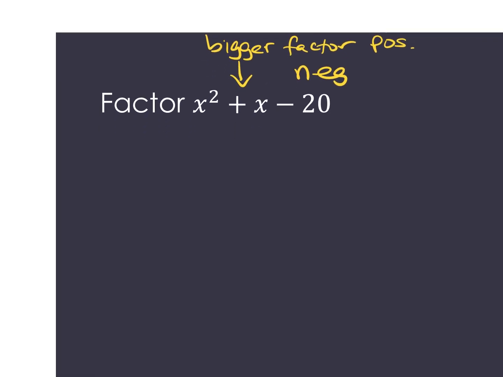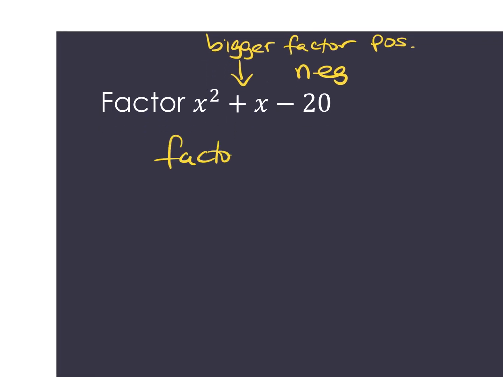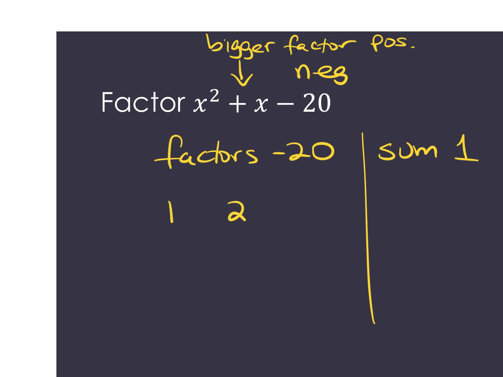So let's list them. I'm looking for factors of negative 20 that when I find their sum, it's going to be 1. So my signs need to be different in order to multiply to get a negative 20. If I do 1 and 20, my bigger factor between 1 and 20 is the 20, so my smaller number is the negative. The sign of the middle goes on the bigger factor. This will give me negative 20 when I multiply, but when I add, I get 19.